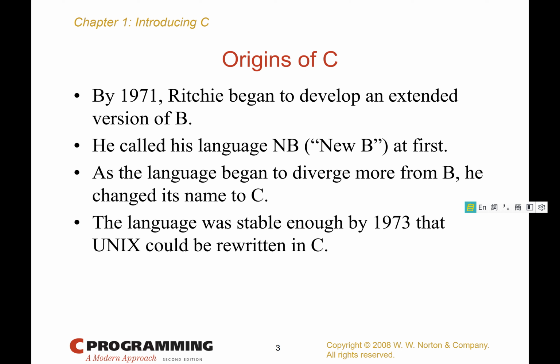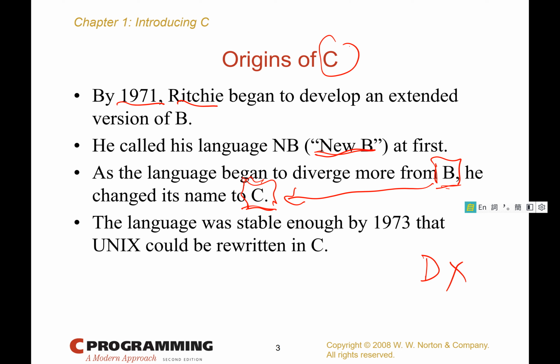And then in 1971, a major developer of the C language launched a new B at first. Then he further extended the B language and changed the name into C. So the name of the C language comes from the B language. So we might expect the next language is D. No, this is a joke.